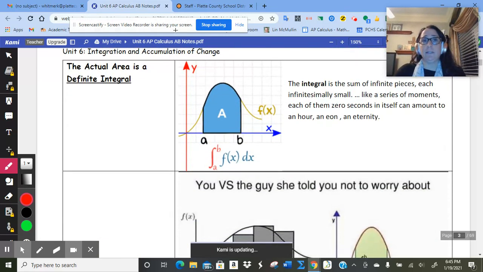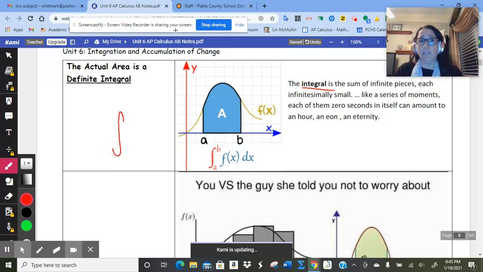What gives us this actual exact area is called the integral. So the integral here is basically you're taking an infinite amount of Riemann sums. So you're making that width kind of go to 0, and you're making instantaneous moments, and you have an infinite amount of them from A to B. That's what this is saying.